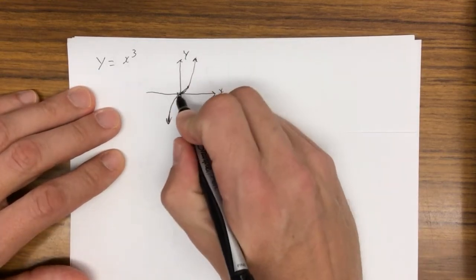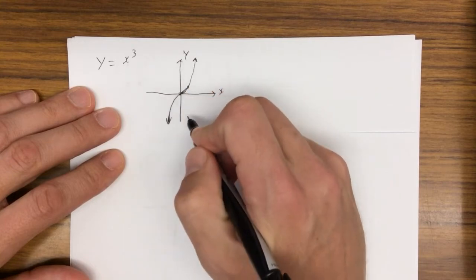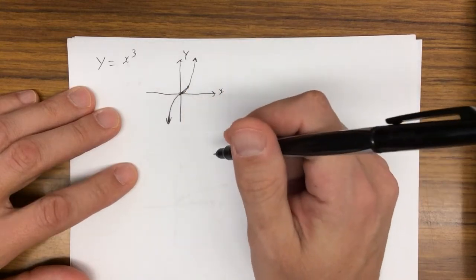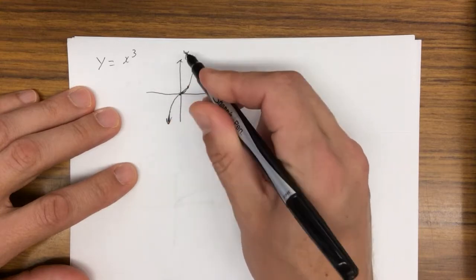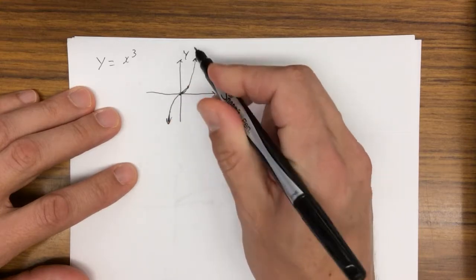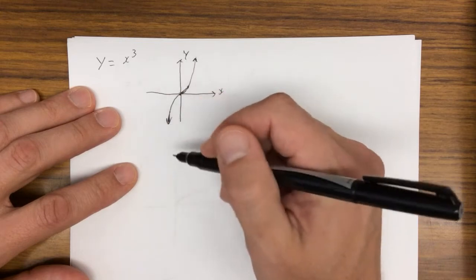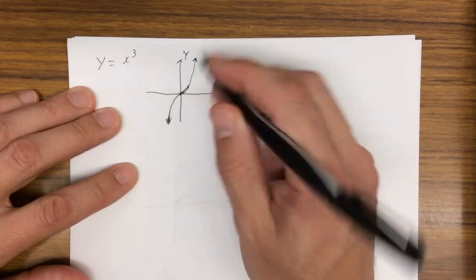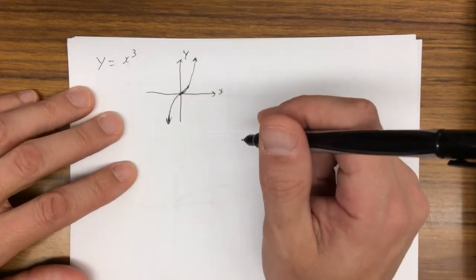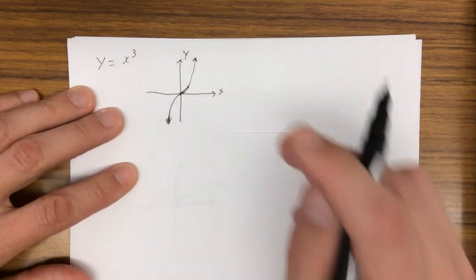That is a function, because for every x value, there's only one y. And a quick test for this graphically is if a vertical line never cuts the graph more than once, then you have a function. But if at one place it cuts it more than once, you have a relation, but not a function. Okay?